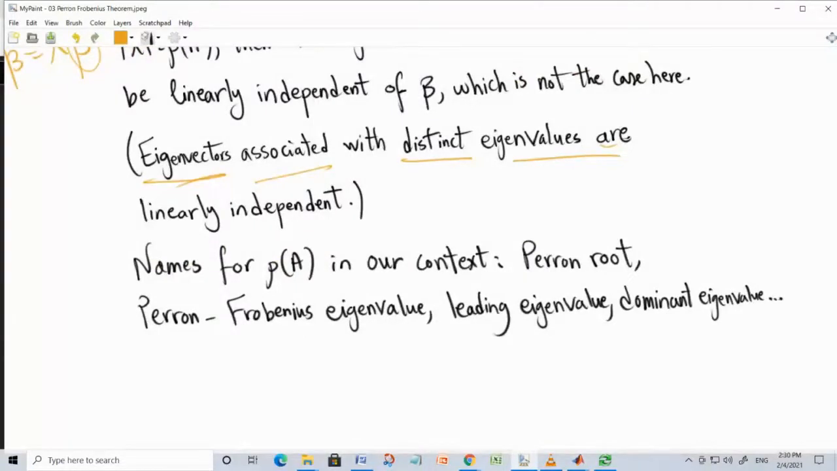Before moving on, you may hear some people call rho of A, in our context here, sometimes the Perron root. Okay, Perron-Frobenius eigenvalue, leading eigenvalue, dominant eigenvalue. So in papers and in books, different names are given to this rho of A of a matrix that is strictly positive. Okay, any question?